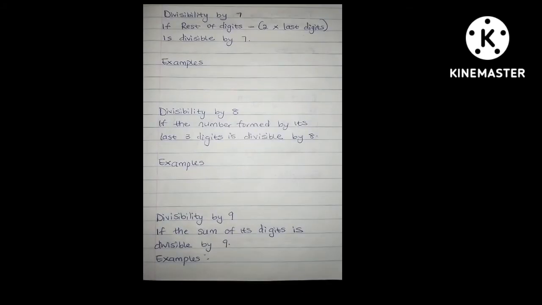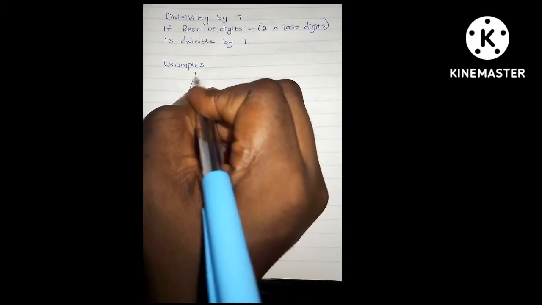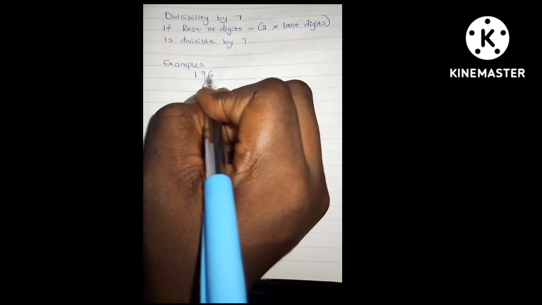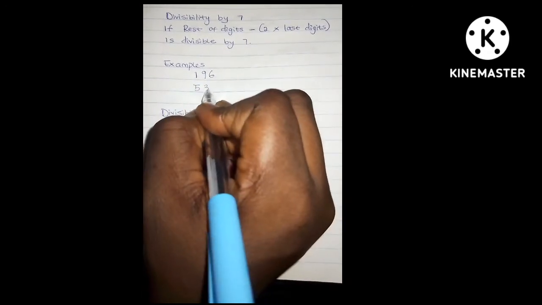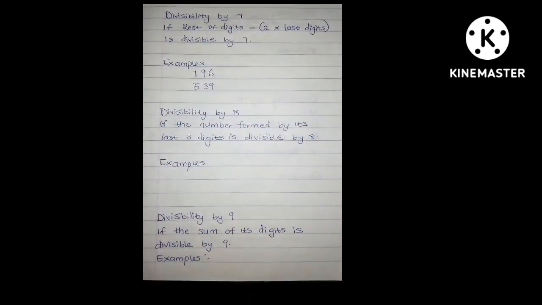Divisibility by 7. If the rest of the digits minus 2 times the last digit is divisible by 7, then the number is divisible by 7. Alright, now let's take a look at this example. We have 196 and 539. Alright guys, the rule said if the rest of the digits subtracting 2 times the last digit is divisible by 7, then the number is divisible by 7.